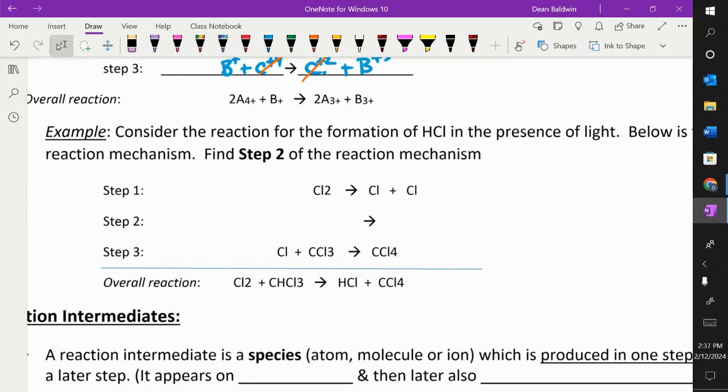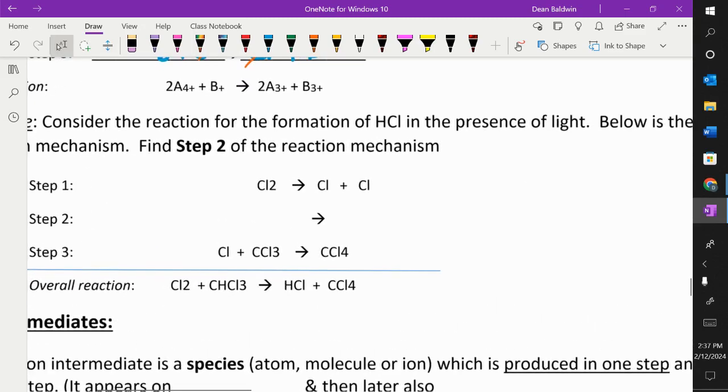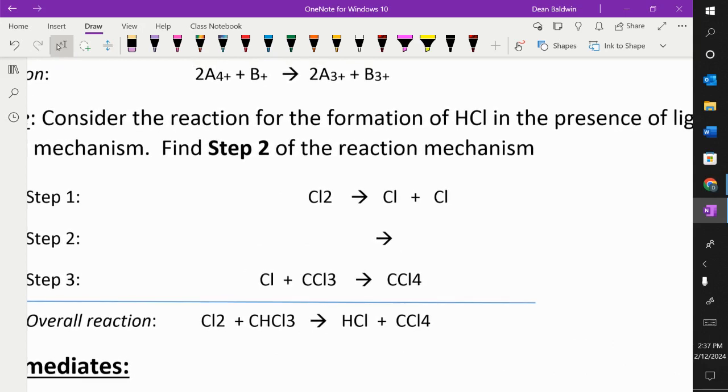All right. So let's do this one. This is an actual real reaction instead of just A's and B's. Okay. Final reaction. Again, the formatting is horrendous here. Chloride, Cl2, trimethyl chloride, and hydrochloric acid and carbon tetrachloride. Okay. So Cl2, Cl2. So we're good, right?